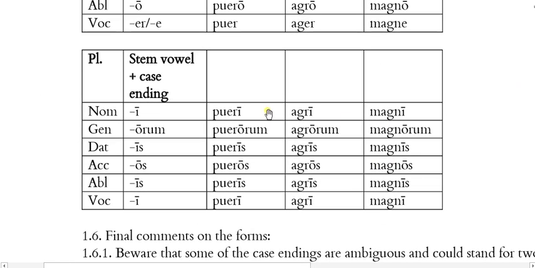We have pueri, puerorum, pueris, pueros, pueris, pueri. And then ager becomes agri, agrorum, agris, agros, agris, agri. Again, nominative and vocative are the same. The dative and ablative are identical to each other as well. Our adjective, magni, magnorum, magnis, magnos, magnis, magni.